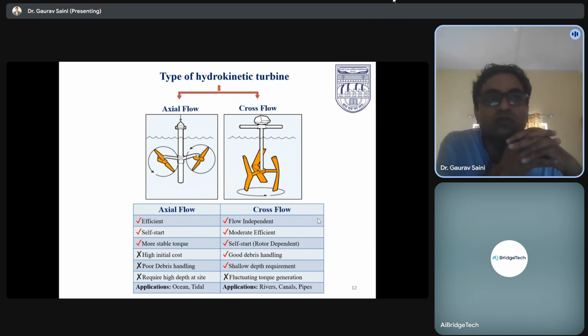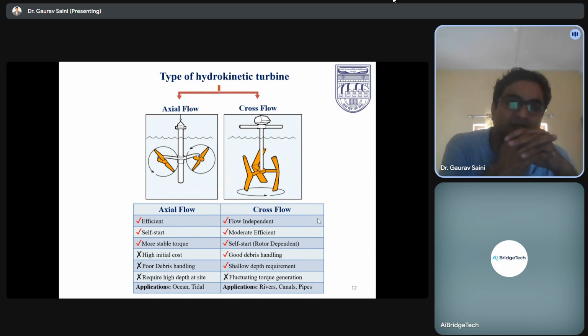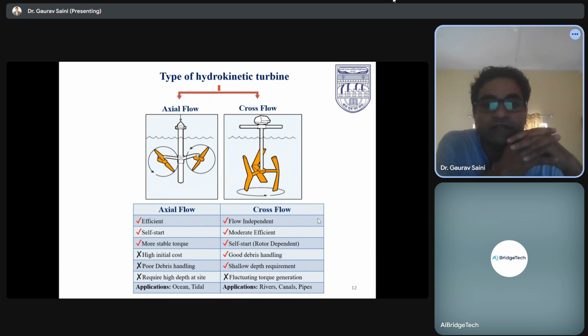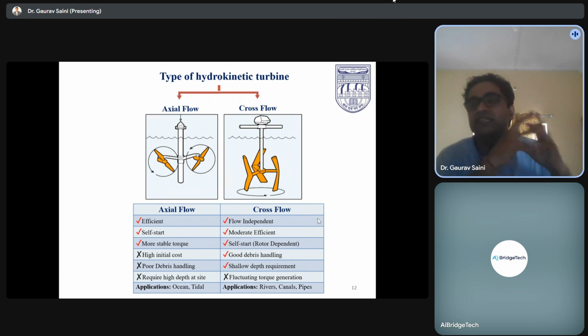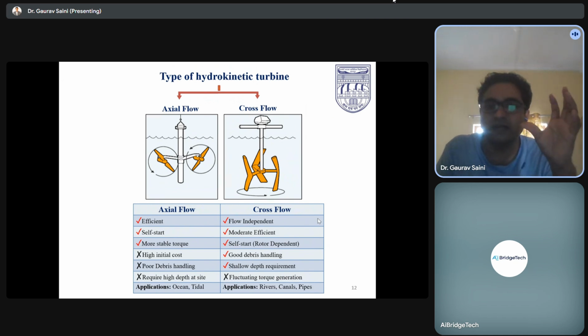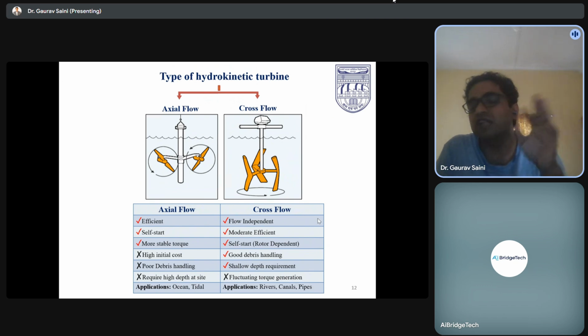We do not have constraints for the height, and we can have an efficient self-starting system that has a more suitable or stable torque. And in the case of cross flow turbines, we can have adjustment with the height, and we can increase the diameter based on the requirement. So these are flow independent. We need to have an omnidirectional flow like that.